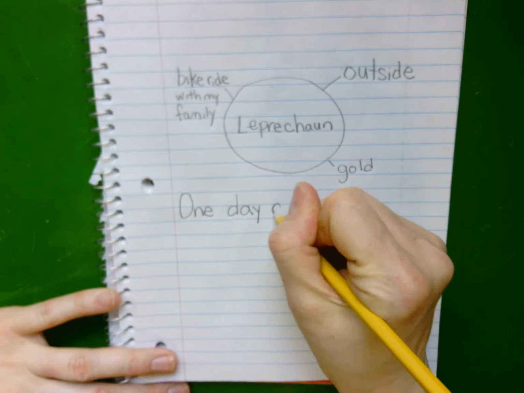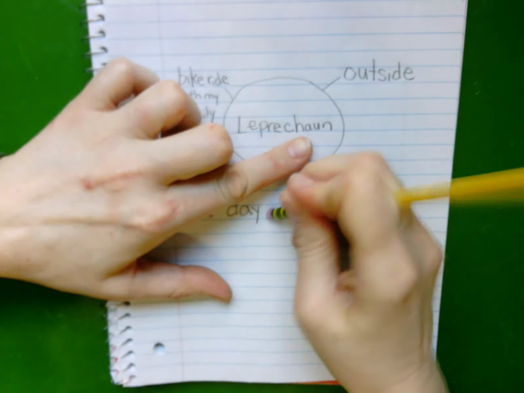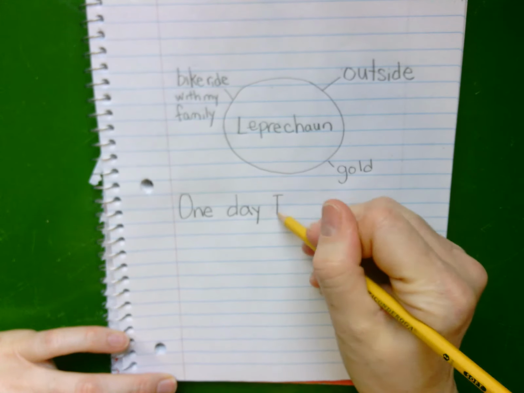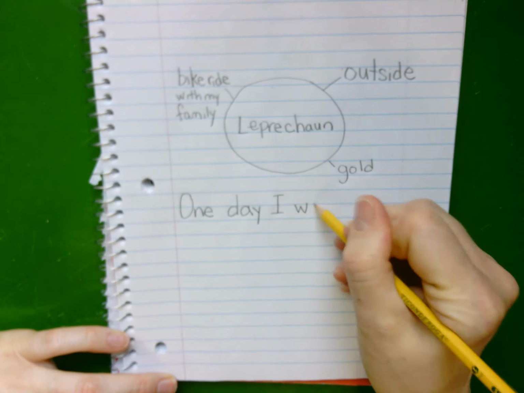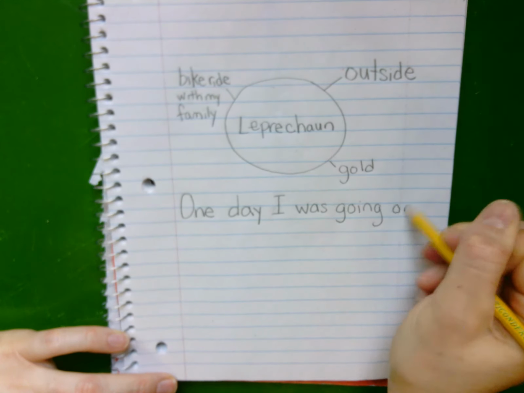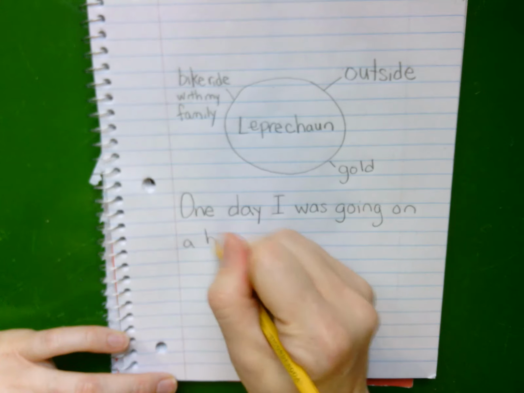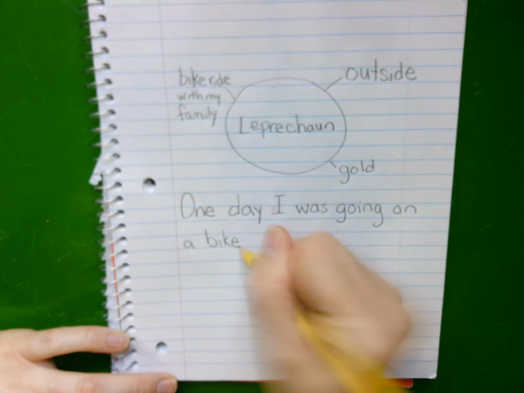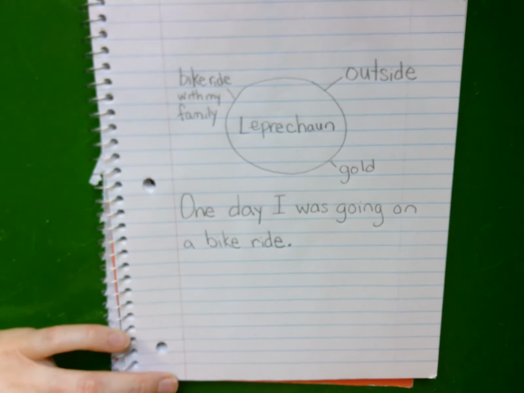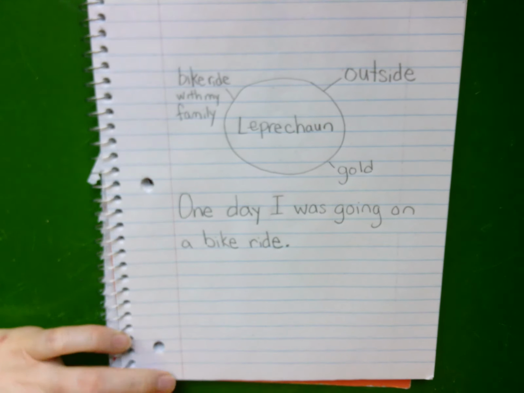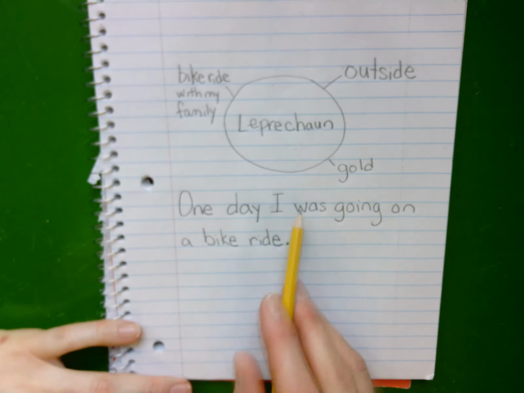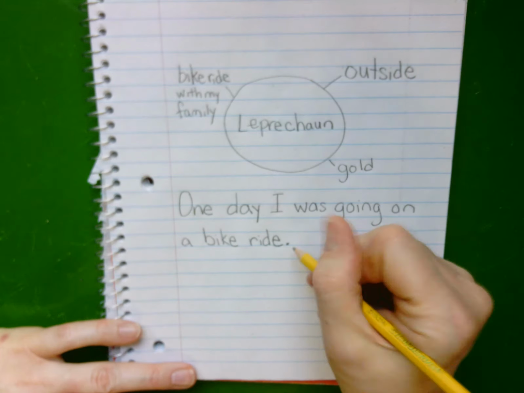One day, I by itself is always capital. I was going on a bike ride. And I can tell this is a narrative story because it's telling an idea and it's telling a story. Right now it's a personal narrative because I'm using that word I when I'm writing. One day I was going on a bike ride.